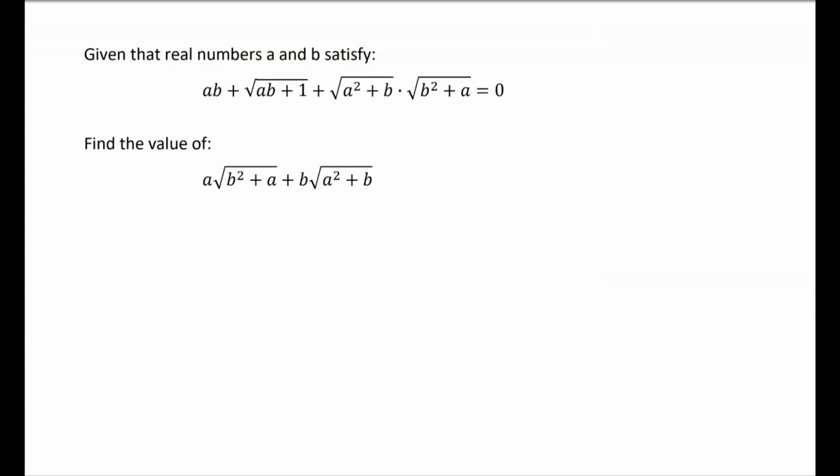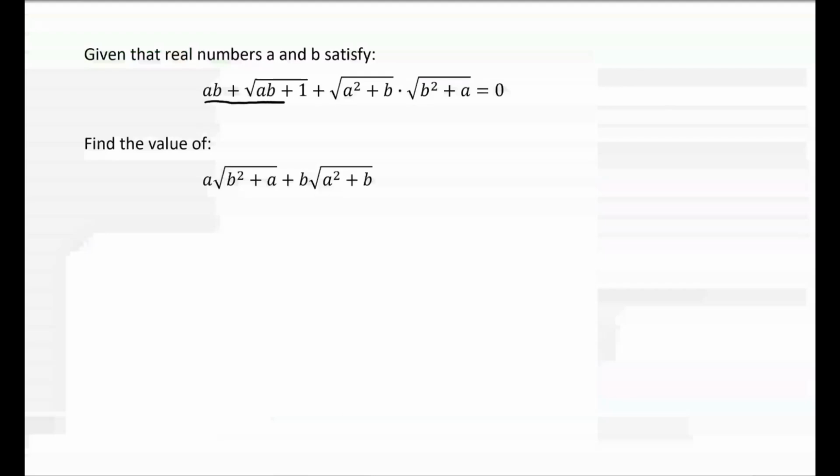Given that real numbers a and b satisfy ab plus the square root of ab plus 1 plus the square root of a squared plus b multiplied by the square root of b squared plus a is 0, find the value of a multiplied by the square root of b squared plus a plus b multiplied by the square root of a squared plus b.